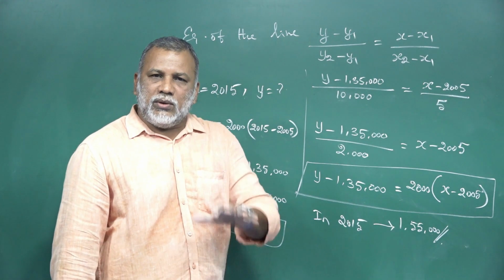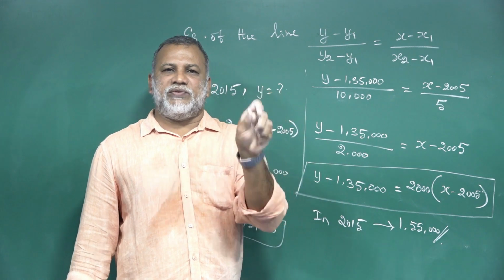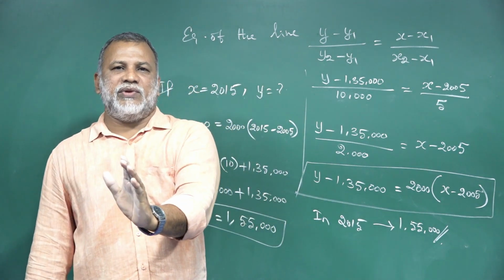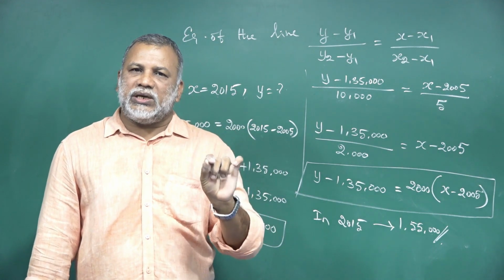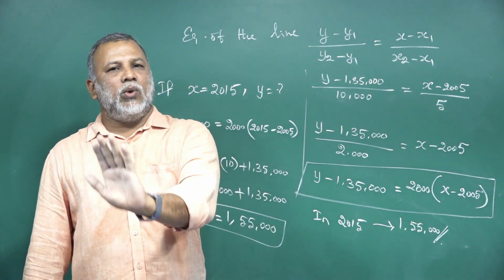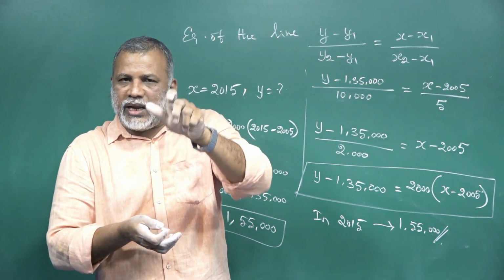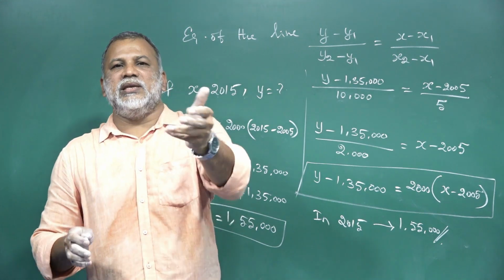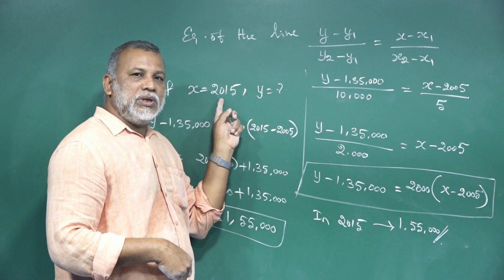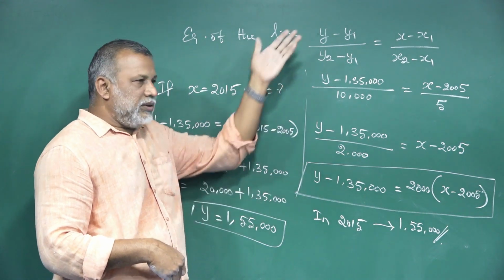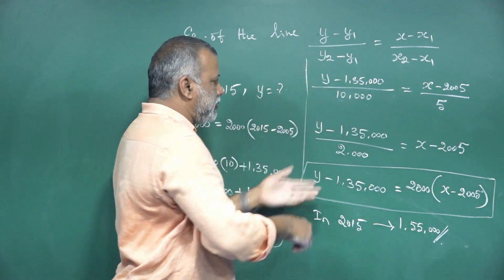So dear students, what is the given data? Year is given. What is the first year? 2005. The number of population 1,35,000. After 5 years, that means in 2010, the number of population is 1,45,000. What is the difference? 10,000 population is increased. After that, in the year 2015 we need to find. With the help of the two-point formula, use this one, then substitute the data.